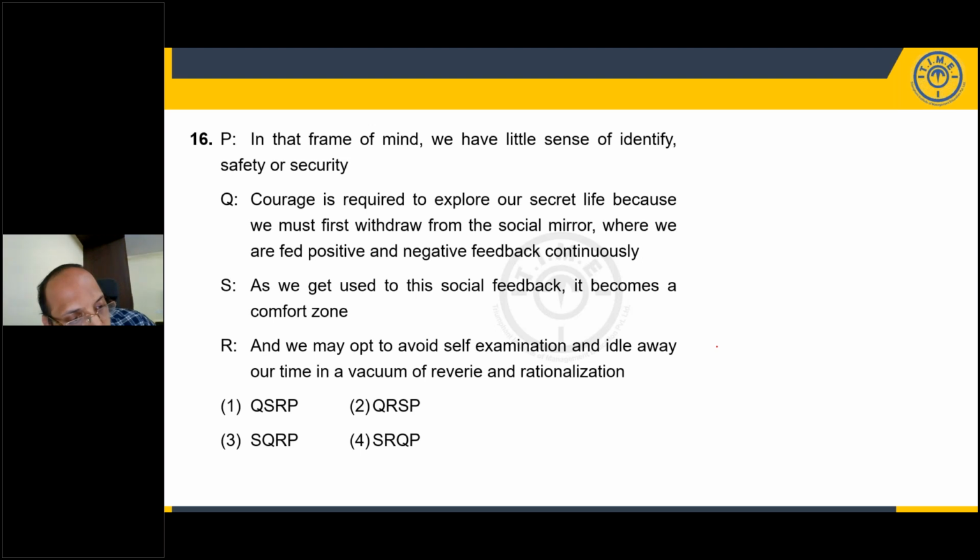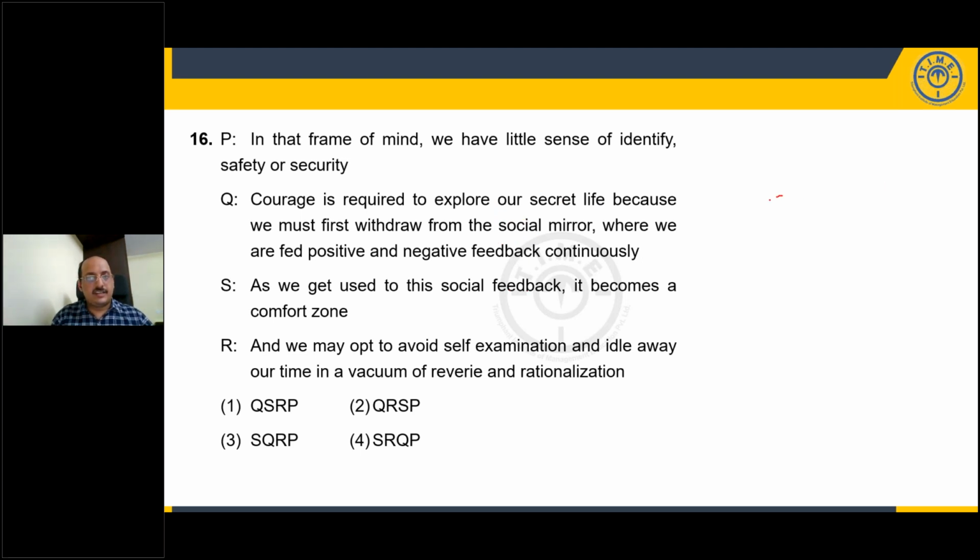So if I look at the options, my first option is either Q or it is S. In that frame of mind, we have little sense of identity, safety, or security. Okay, so in a certain frame of mind, I have a little sense of all of this. Courage is required to explore our secret life because we must first withdraw from the social mirror where we are fed positive and negative feedback continuously. She's telling me that we need courage to explore our secret life because we should not go into the social mirror where we get feedback. So without that, I need to look into my own life. As we get used to the social feedback, it becomes a comfort zone.